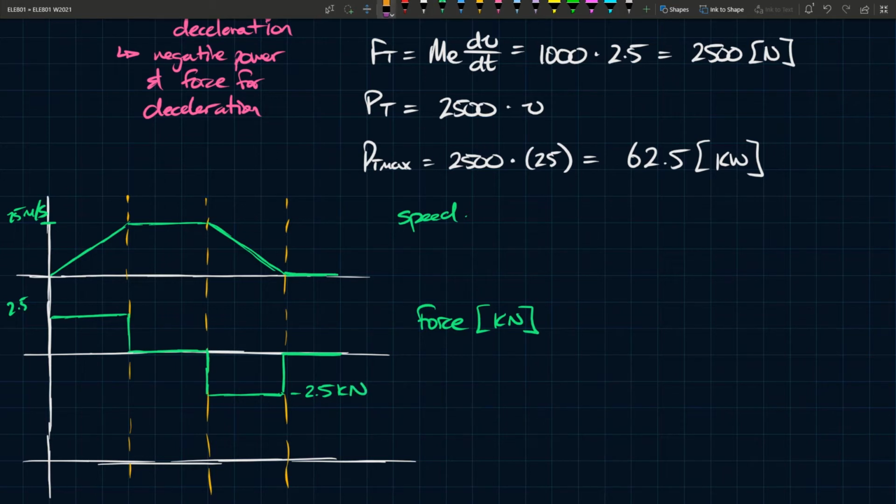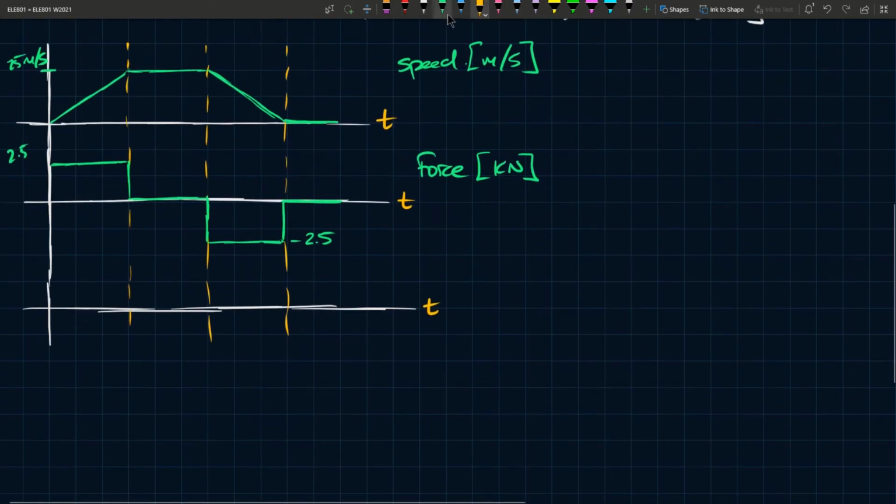Well, we've already written the units, so I don't need to write that again. And this speed will be in meters per second. And these axes are time axes here, in seconds, of course. And then the last thing we can look at is the power. So the power is the product of the speed as well as the force.